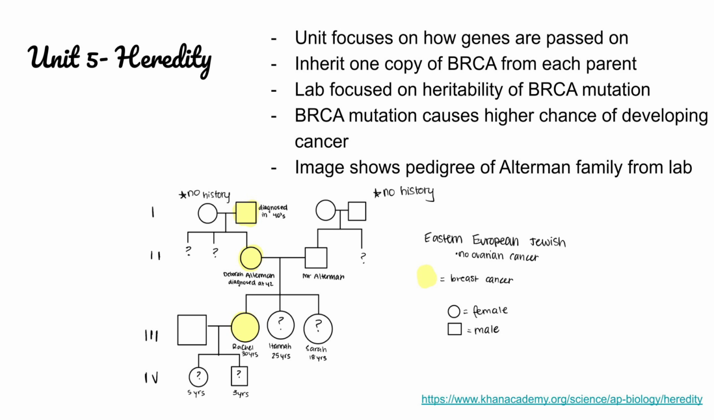This image shows the pedigree of the Alterman family from the lab. As you can see, the highlighted yellow means that they have breast cancer, meaning they have the BRCA gene. The whole point of the lab was to determine if Hannah and Sarah, and maybe even Rachel's children, had the BRCA mutation. As you can see here, Deborah Alterman, Hannah, Sarah, and Rachel's mother, had cancer.